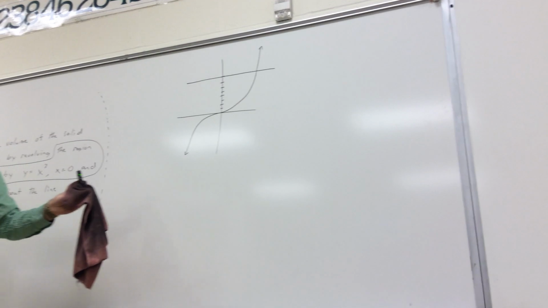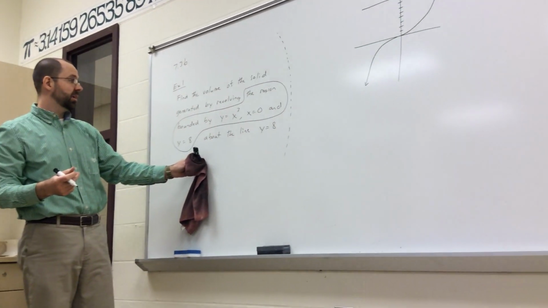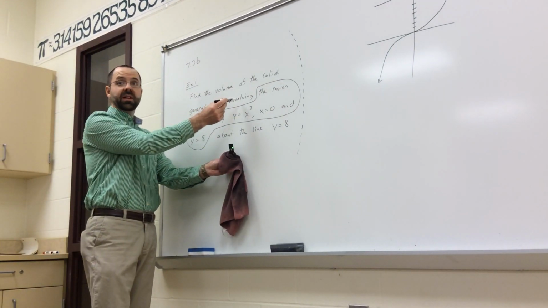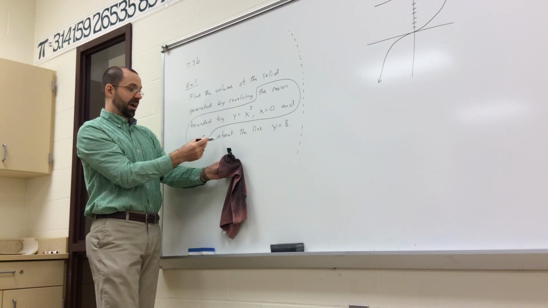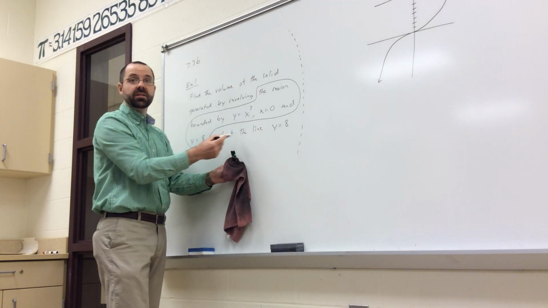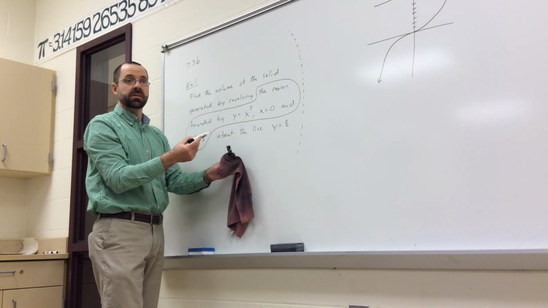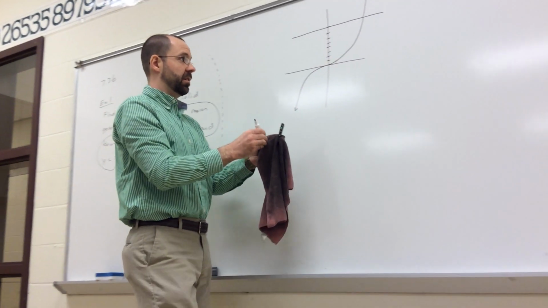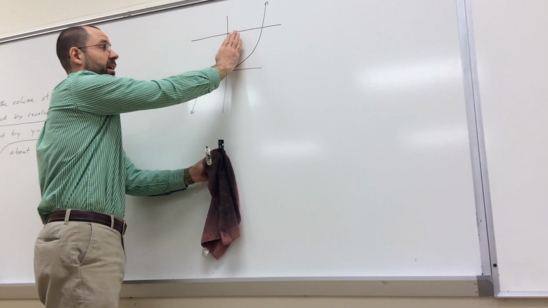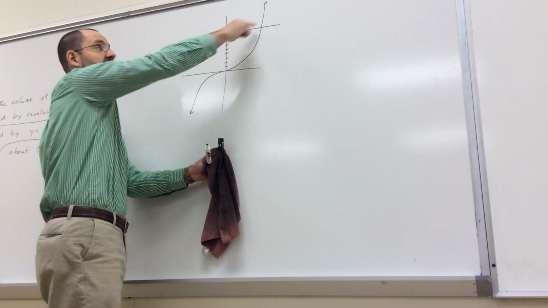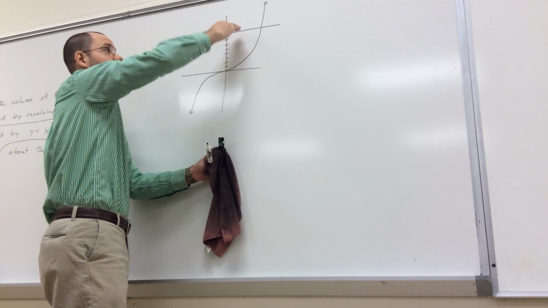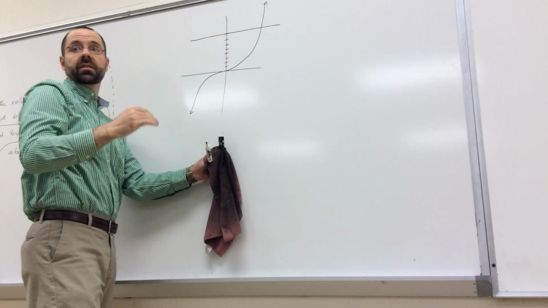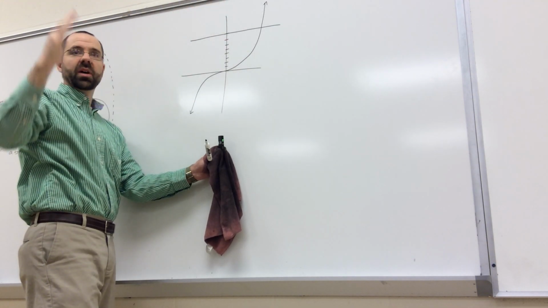Okay, so then we're supposed to take that region and revolve it around the line y equals 8. Okay, so we're going to take this and there's the line y equals 8, so we're going to revolve it around there, right? And all the way back into the hallway, too.